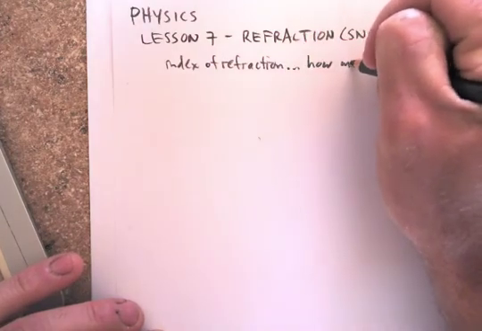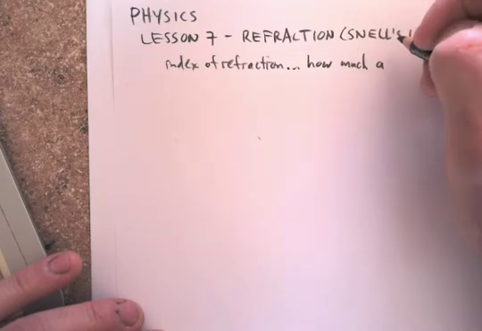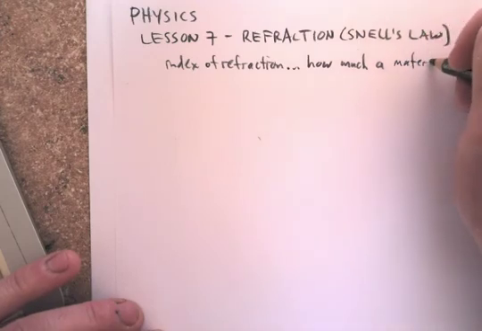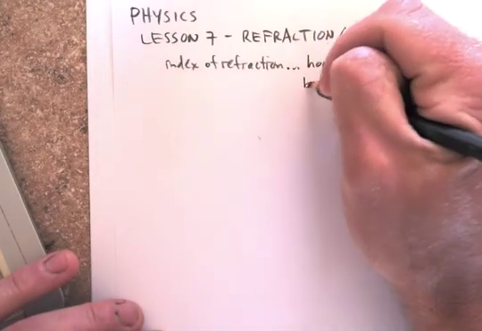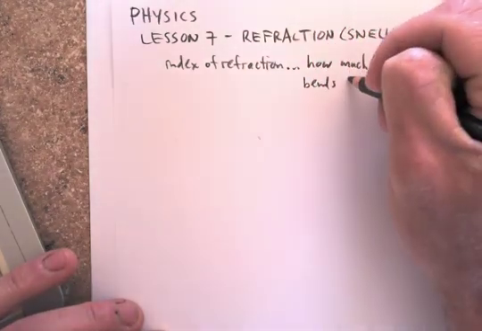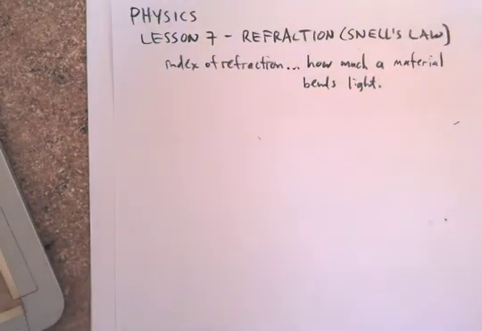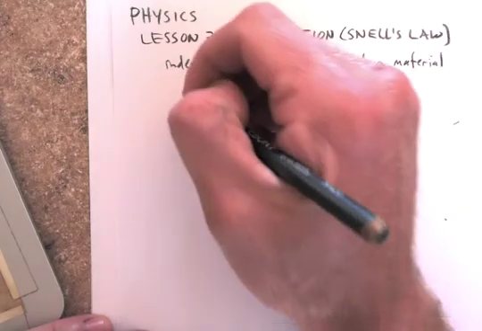So if you ever notice, when you look at something through a thick pane of glass, it looks like it's in a different place because the glass bends the light. Same thing with water. Look at a glass of water and the straw looks like it's bent off to the side, because the water also bends the light.